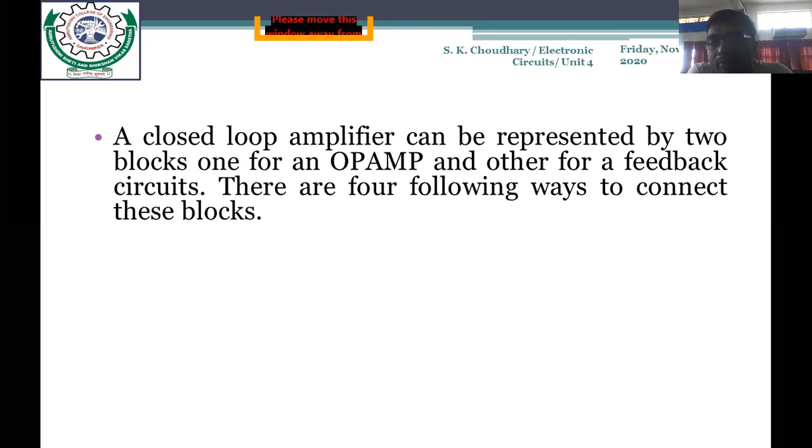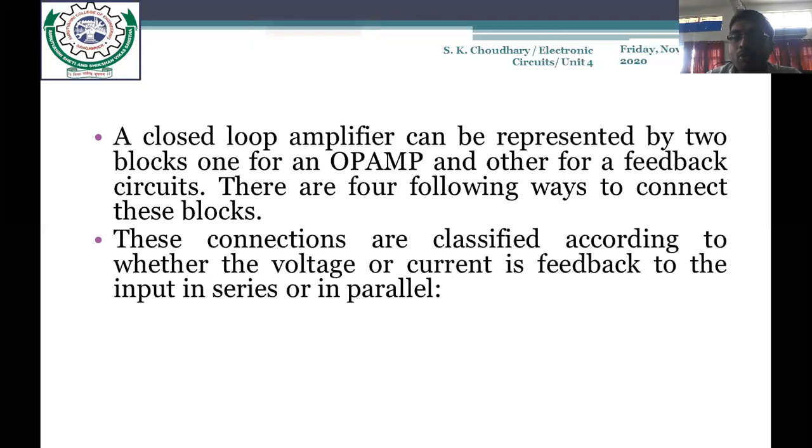So today we will discuss some negative feedback configurations using op-amp. A closed loop amplifier can be represented by two blocks, one for the op-amp and another for the feedback circuit. And there are 4 different ways that we can connect these two blocks.